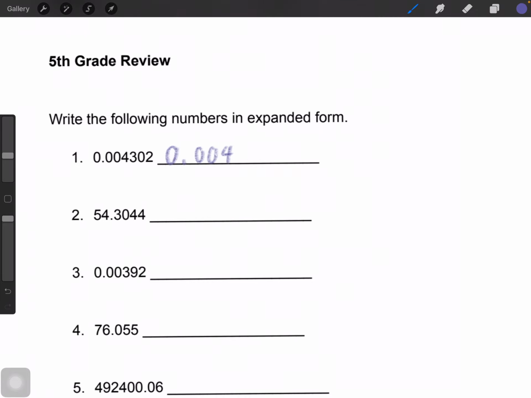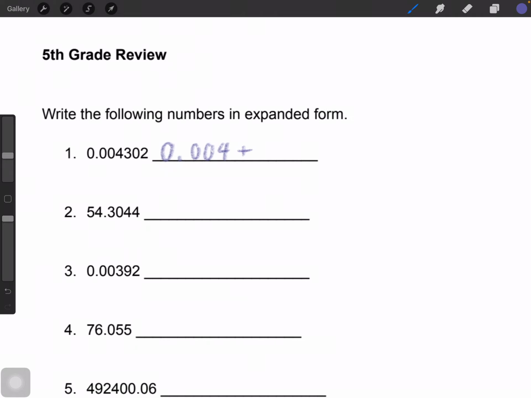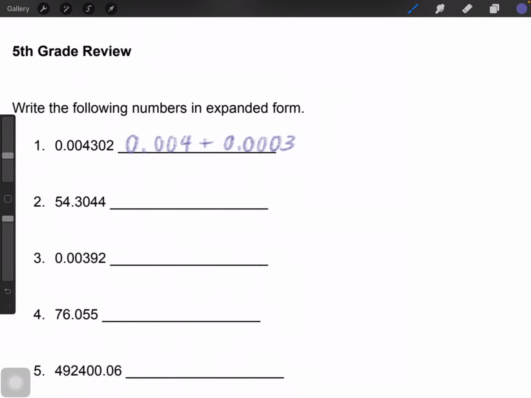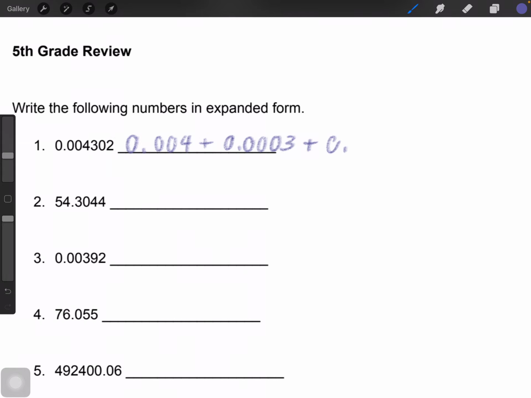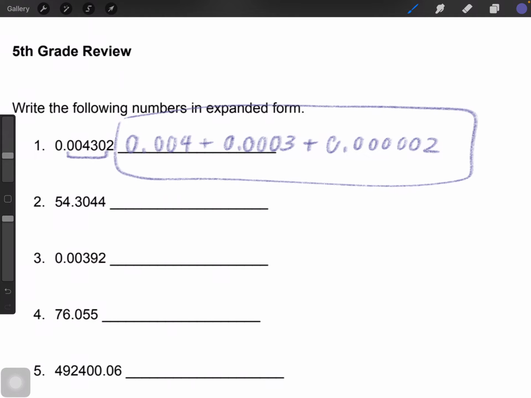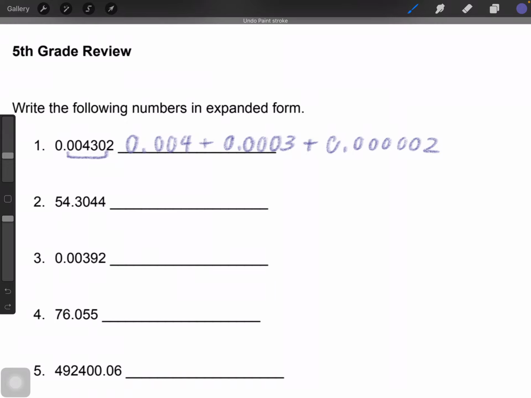So we want to go 0.004. Now we have the 3 next, and you want to add it to it, now there's 3 spaces before it, so you want to do 0.0003, and then you want to go on. Notice that this is 0, so you don't need to do anything with it. You just need to make sure you count the 2 correctly. So it'll be 0 point, let's see how many spaces there are before it. 1, 2, 3, 4, 5, and then the 2. So if you add these 3 numbers up together, they should give you this. That's what you want to make sure.